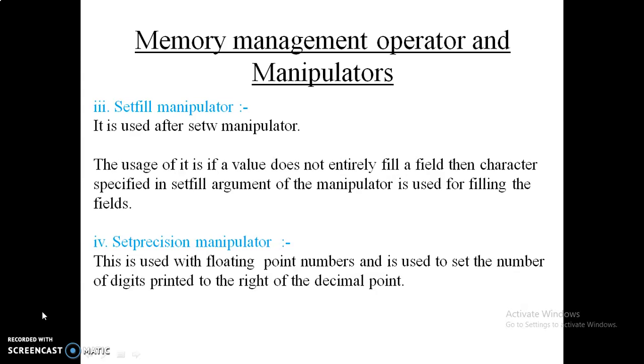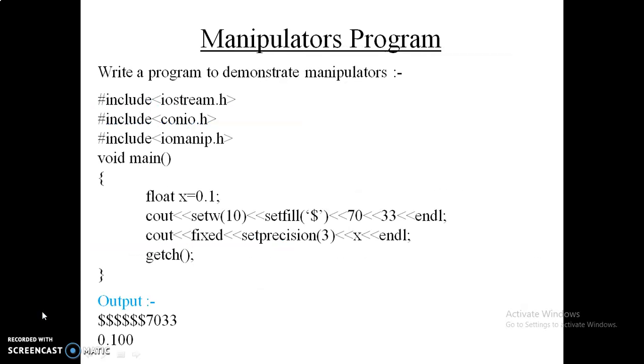Okay, so these are the four manipulators. You may feel some confusion as their names are quite similar, as seen in the slide. So we will go through an example, and with the help of that example, the concept will surely become clear to you. First of all, we write the header files, that is iostream.h and conio.h and iomanip.h. For using these four manipulators, we have to include the file iomanip.h, that is manip for manipulators.